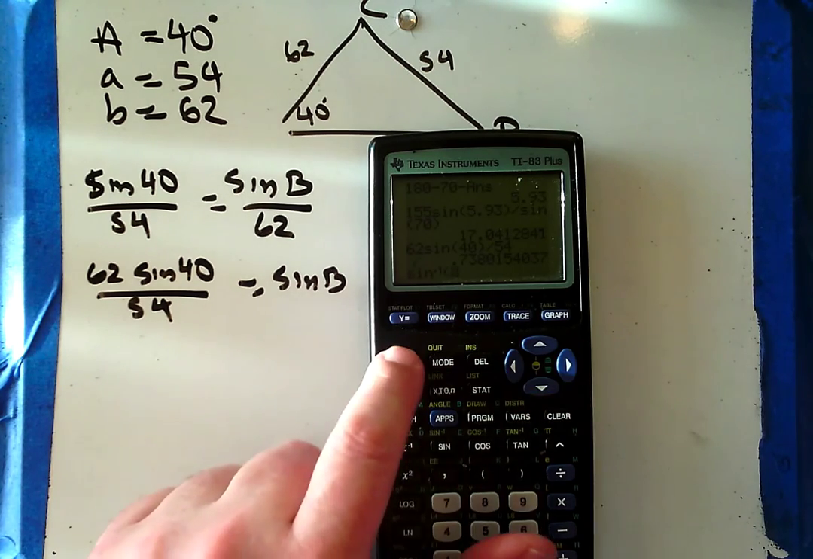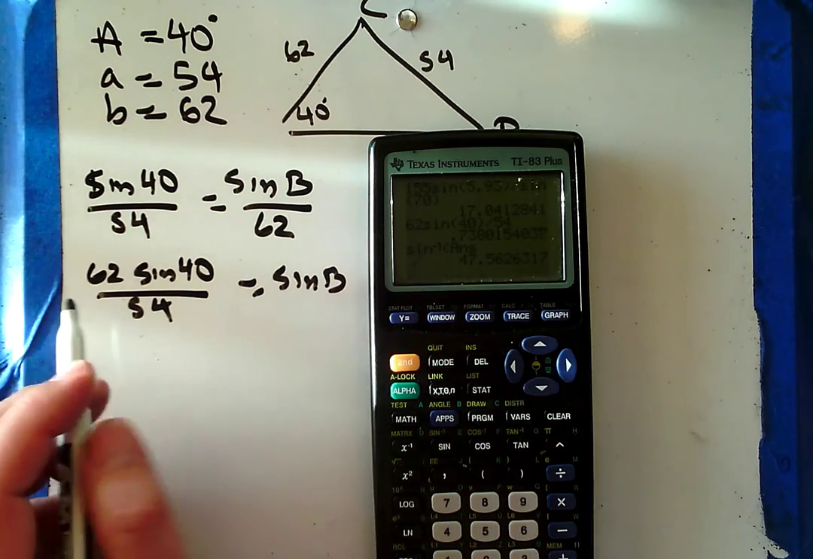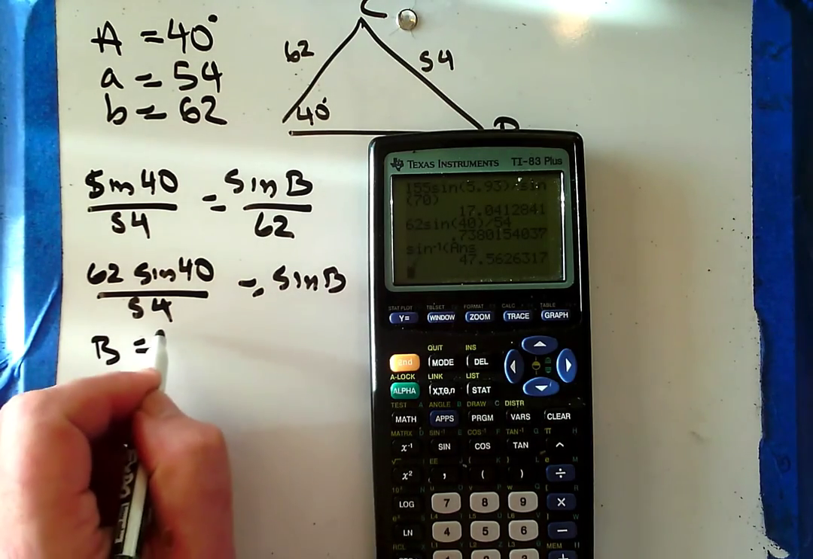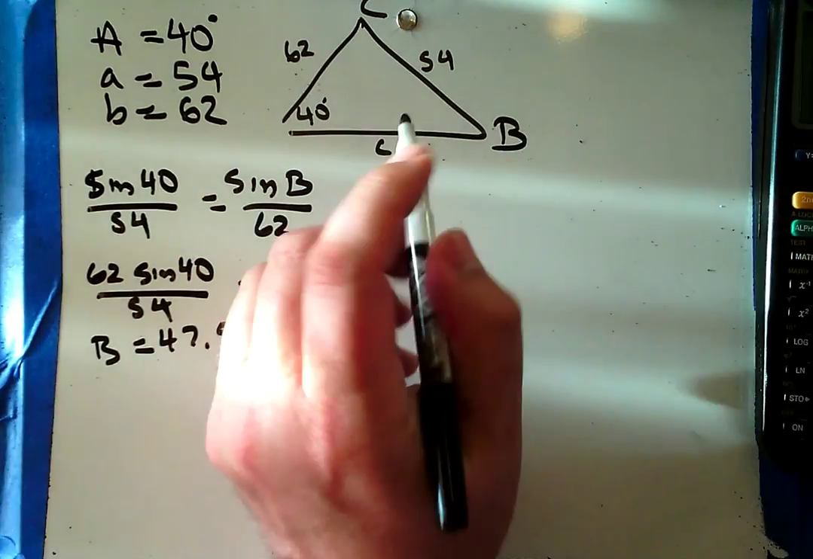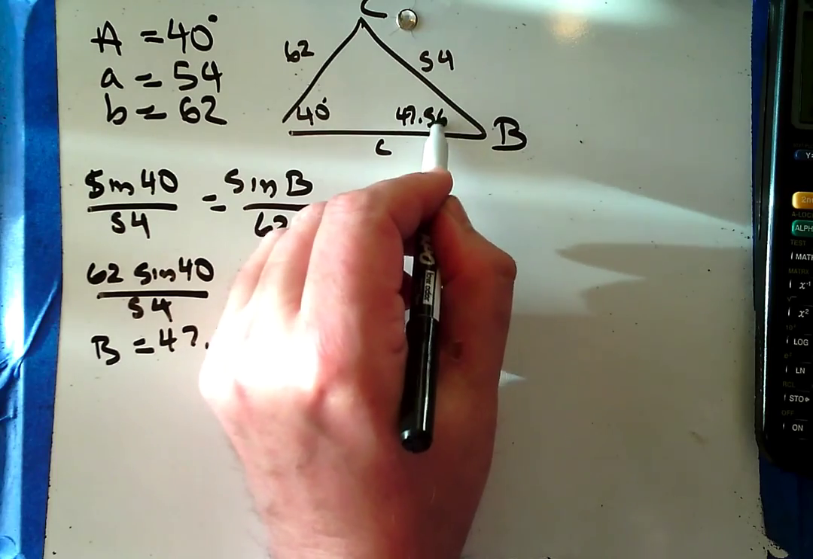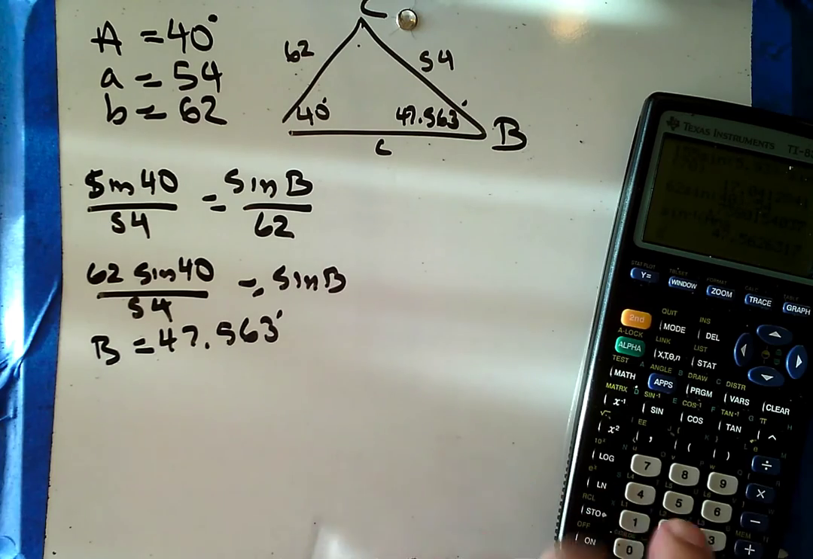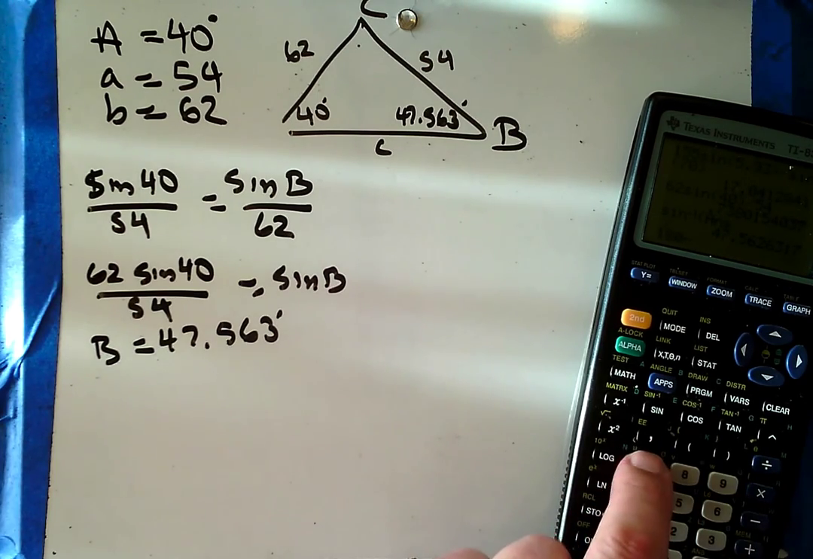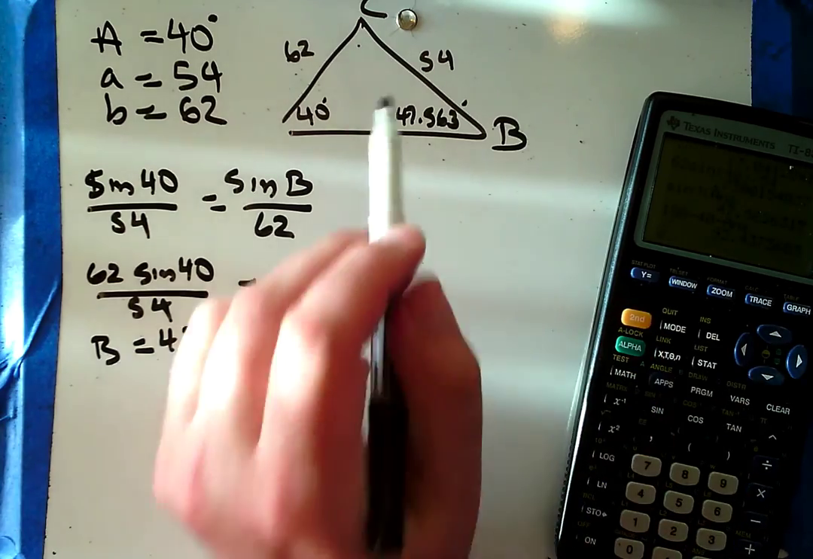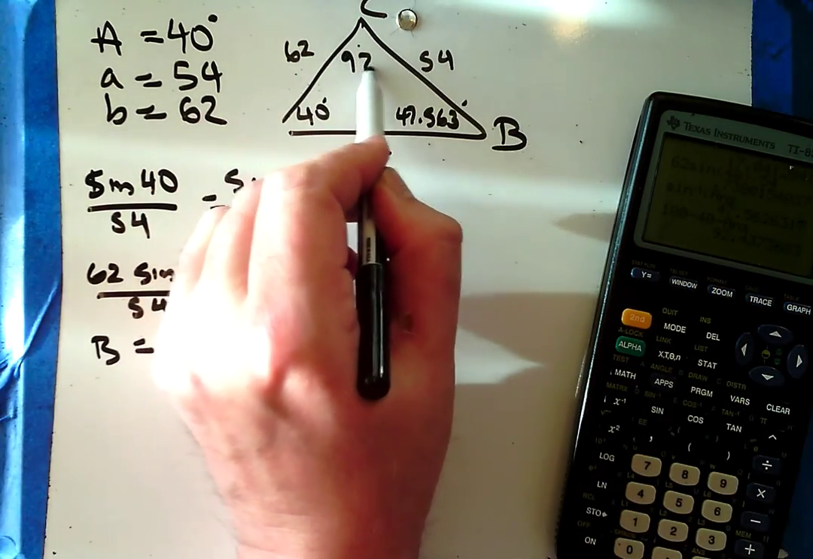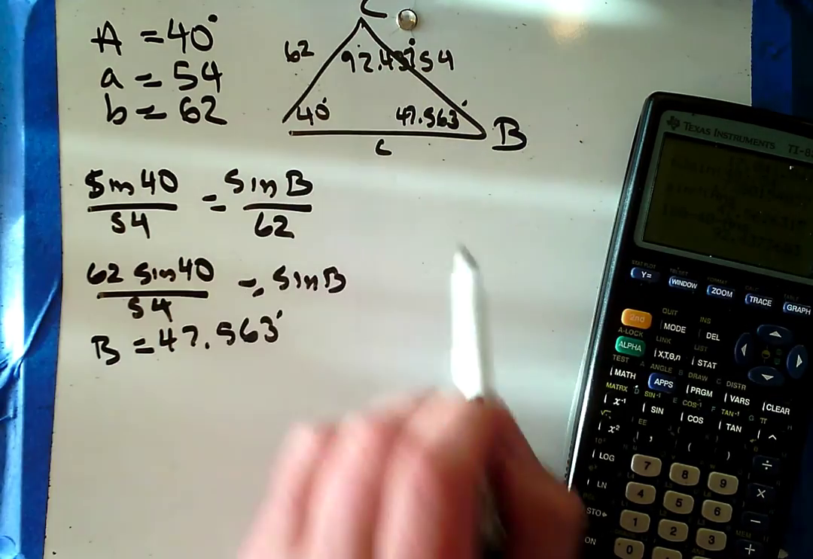To find that solution, I do second sine to get inverse sine of that long decimal answer. I get b is 47.563 degrees. And to find big C, we do 180 minus the given angle 40 minus the angle that we just found, and I end up with 92.437 degrees. All three of these should add up to 180.